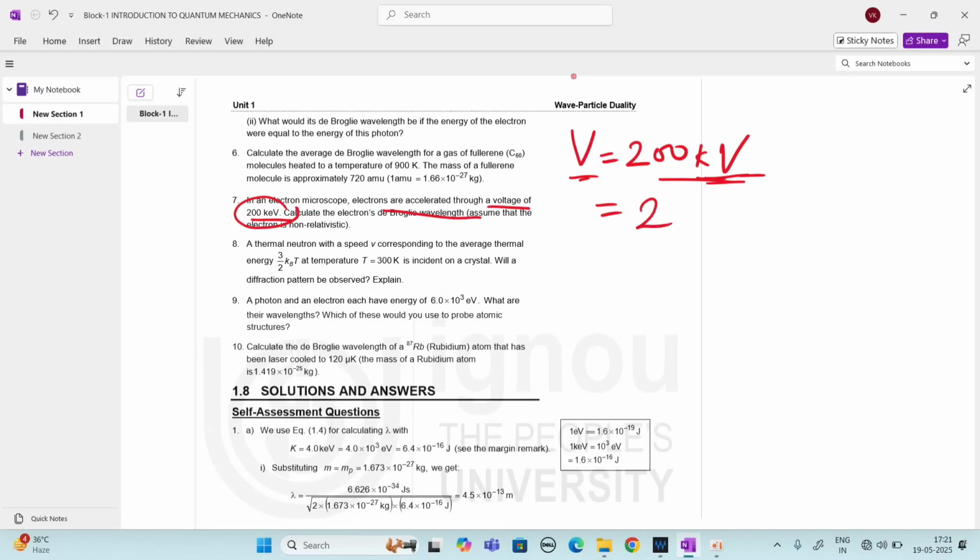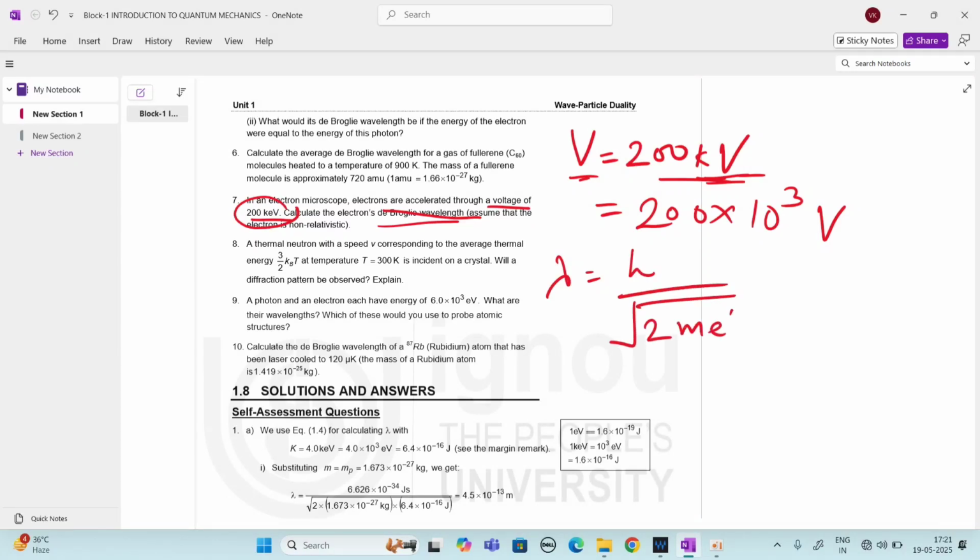So potential or voltage is kilo means 10 to the power 3, 200 into 10 to the power 3 volt, and we have to calculate the de Broglie wavelength. And de Broglie wavelength formula that we will use here is lambda equal to h/√(2meV). As we have given the electron, so we will use the mass of electron, charge on the electron, Planck's constant, and voltage value is already given to us. So by substituting all these values, we can get an answer.